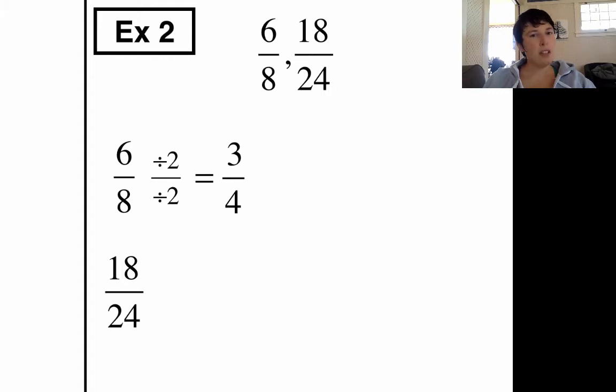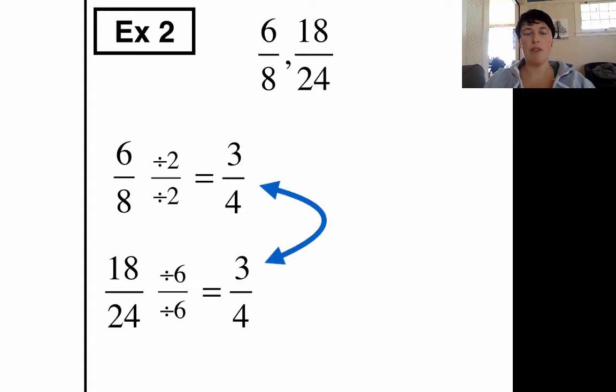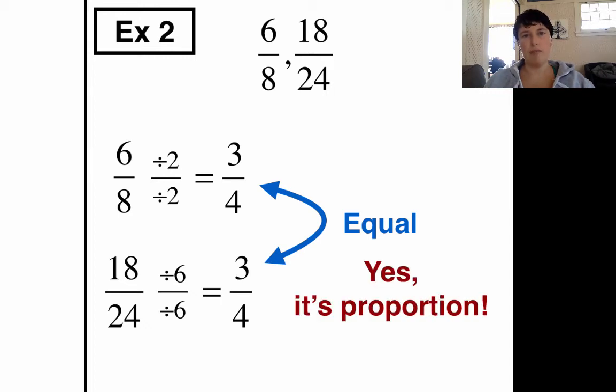18 and 24 can also divide by 2, but let's go bigger. Why don't we divide by 6? The biggest number I think that can fit into those. So 18 divided by 6 would be 3, and 24 divided by 6 is 4. So look what we get. We get 3/4 and 3/4. We get equal fractions. And if they're equal, yes, it's a proportion. This is a proportional relationship.